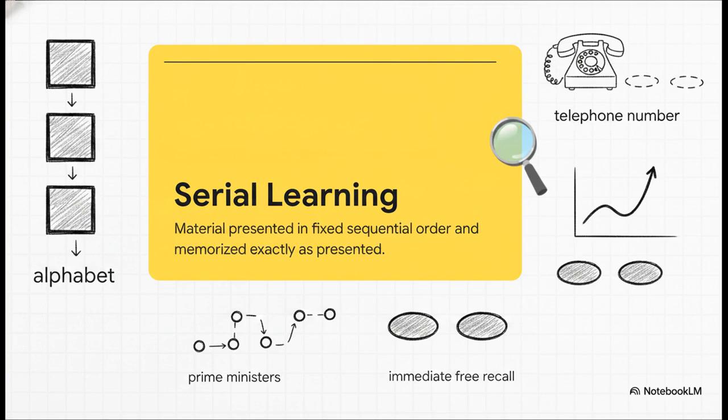But for today's lab, we're going to study these positional effects using a task called immediate free recall. So, instead of forcing our participants to recite items in strict order, we'll present them serially, but allow them to recall them freely. By doing this, we can isolate exactly how the serial position of an item during presentation influences its probability of being remembered later on. This specific approach is exactly why this experiment became such a foundational demonstration in cognitive psychology.